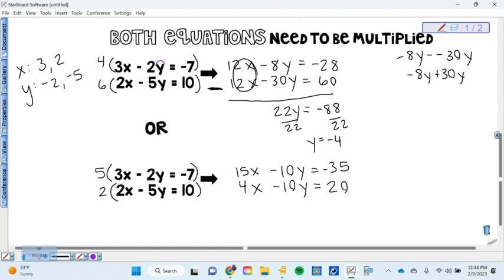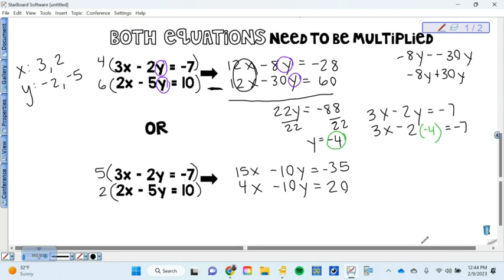And I could plug it in to the top equation, the bottom equation, or I could even plug it into one of these new equations that I made. Doesn't matter. The original ones have smaller numbers, so those will probably be easier to do. So let's pick the top one. 3x minus 2y equals -7, but I know that y is -4, so 3x minus 2 times -4 equals -7. And I've got to solve for x.